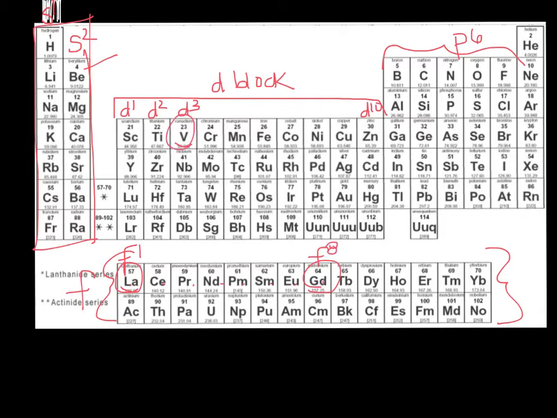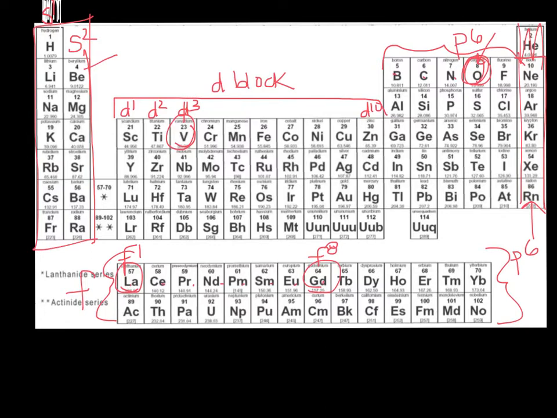This element right here must end with d3. This element here ends with p1, p2, p3, p4. Everything here, except for helium, ends with p6. So the periodic table is organized not only into blocks in which each thing in the same column has the same ending, but it's also organized in the exact order that the electrons fill.